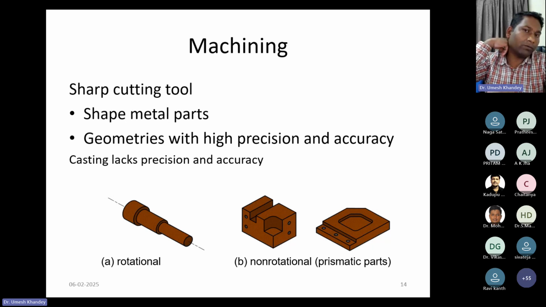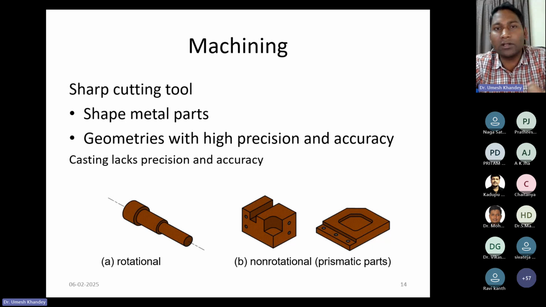Generally, forming processes like casting are not that precise or accurate in dimensions. Once the product is manufactured from casting, the primary process, it has to go through this secondary process to have a precise and accurate product. There is one rotational type here, along one axis. It is axisymmetric, where material is removed from the surroundings along its diameter or longitudinal length. A non-rotational prismatic part can also be made with the help of drilling and milling.